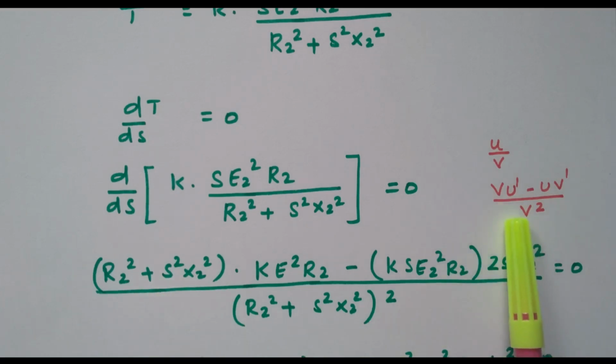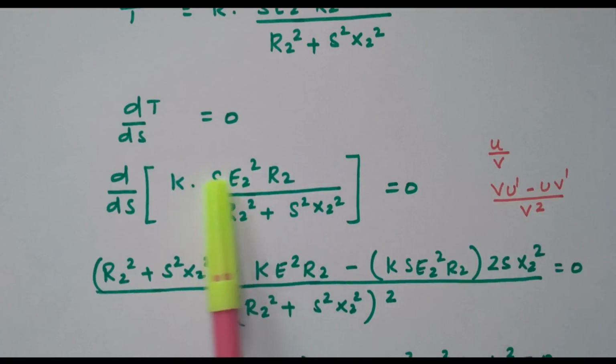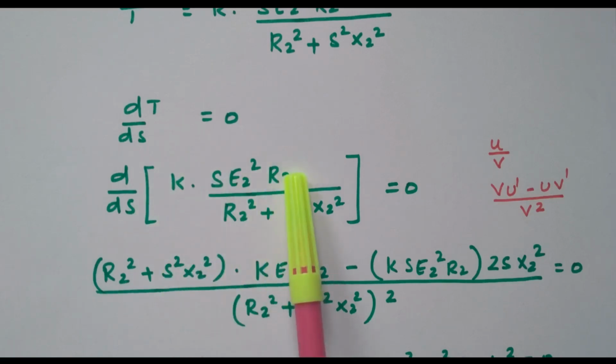U dash. What is U dash? You have to differentiate this term. U is this value, U dash means differentiate. So while differentiating, S is available, so the differentiation of S is 1. So that we got K E2 square into R2. Right. So this is the U denominator value, this is the U numerator value. U dash means the numerator value is differentiated, while differentiating S equal to 1, minus U.